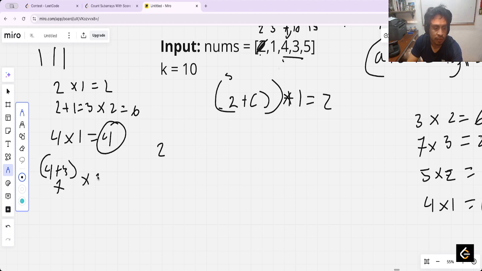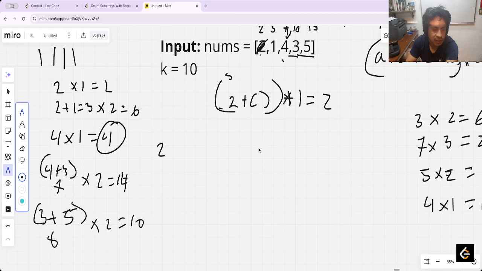7 multiplied by 2 it's equal 14. I need to remove the first, and only we have the 3. The 3 multiplied by 1 it's equal 3. Okay, is this. And now with the 5 is 3 plus 5, that is 8, multiplied by 2 it's equal 16. If I remove the 3, only we have the 5. 5 multiplied by 1 it's equal 5.